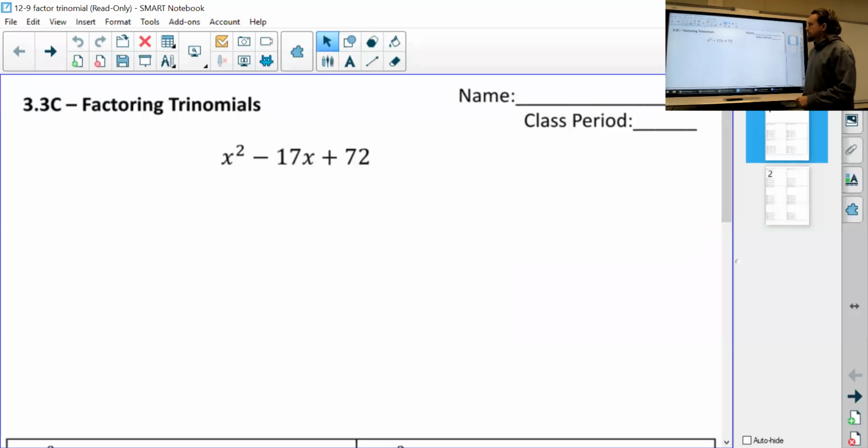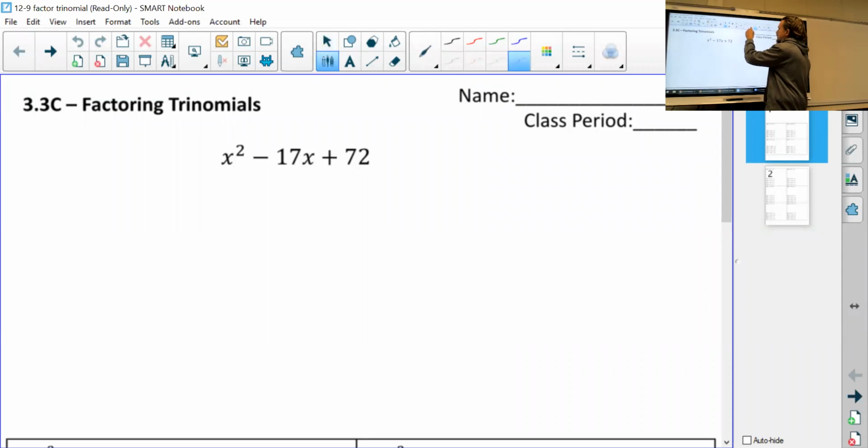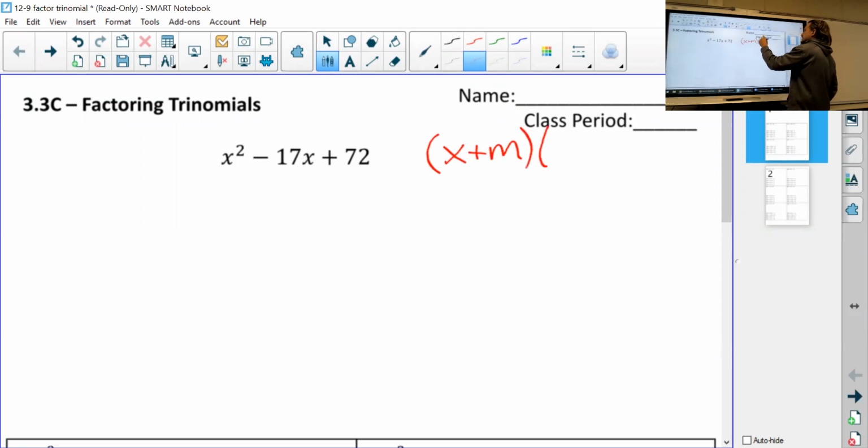So what we're doing today is factoring trinomials. Say we want to find the roots of this one here. We don't have a perfect square anymore, but I want to simplify this down so that it looks like x plus m, x plus n. So I can set it equal to 0 and find my two roots from m and n.